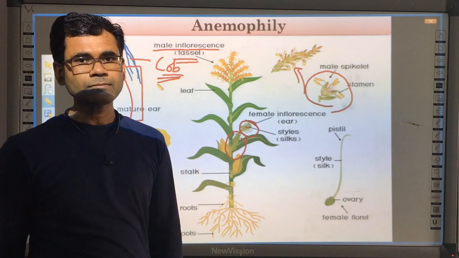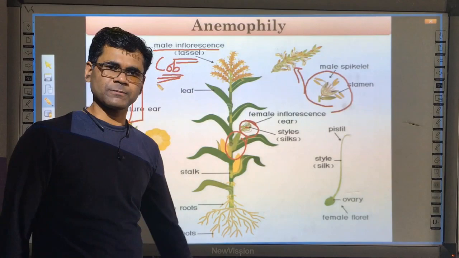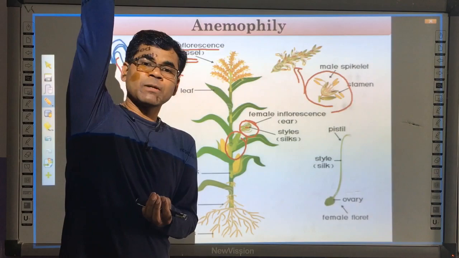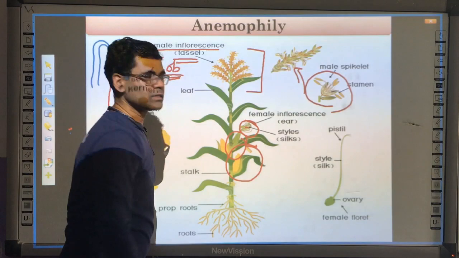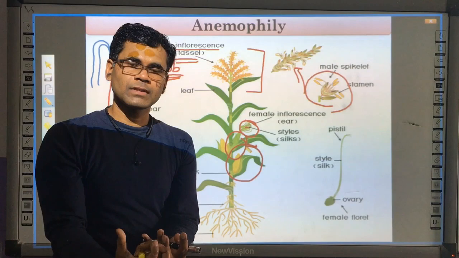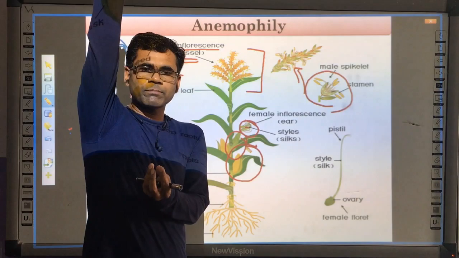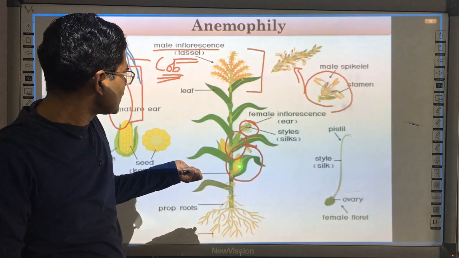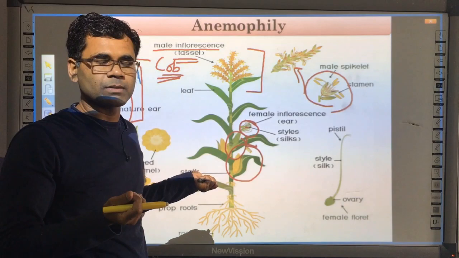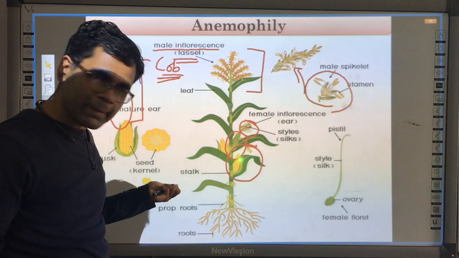One more important adaptation you see in most anemophilous flowers. Here the male flower is always present at the top of the plant body. You can see here, this is the male flower which is present at the top of the plant body, and the female flower is always present at the bottom or lower part of the plant body. This again is to ensure the pollination, because if male is present at the top part, more and more pollen grains can disperse very easily with the current of wind. But if female is located on the top part, definitely the chances of receiving pollen grain will reduce. Hence the female always occupies the lower part and male always occupies the higher part.